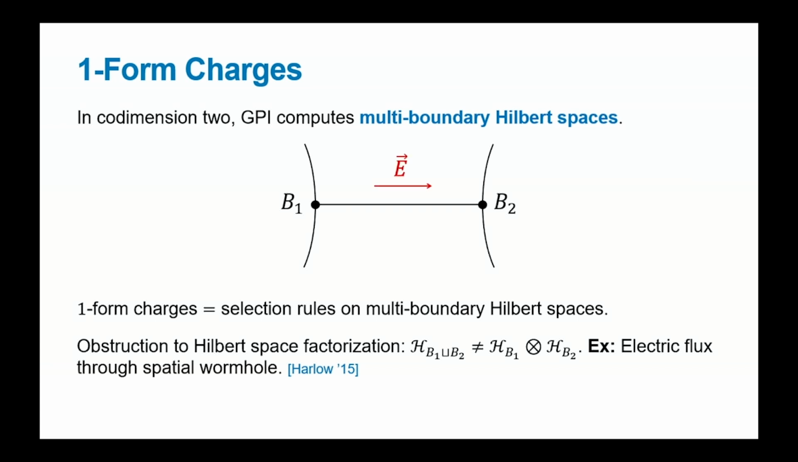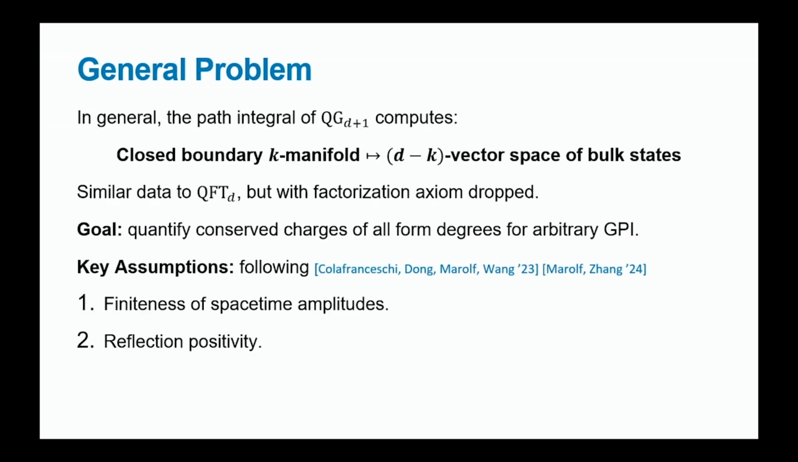So if I have in the bulk electromagnetism, but I don't have electric charges, then I can thread my wormhole with electric flux. And while I do have the fluxed wormhole, I don't have one-sided charged microstates. And so that's a one-form symmetry, and it leads to a failure of factorization of Hilbert spaces. So this is meant to motivate the general problem.